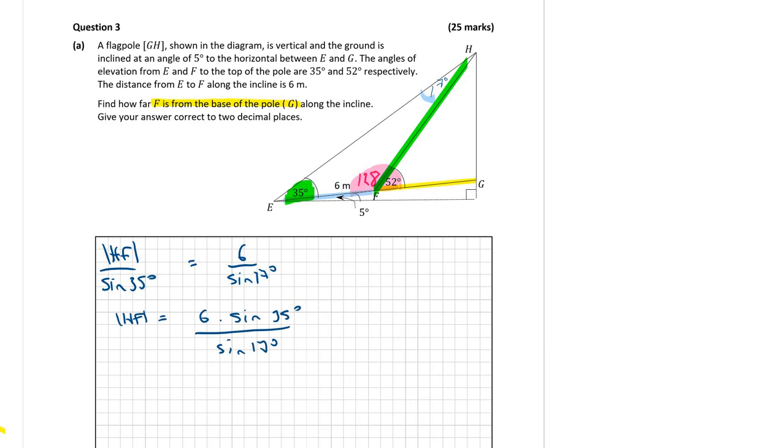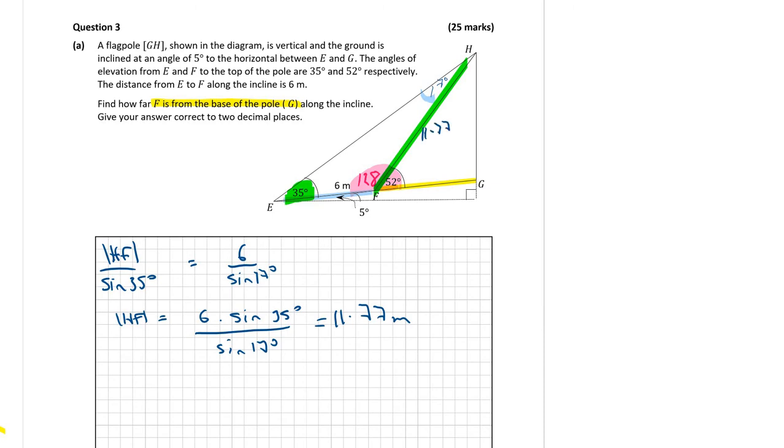So I'm just going to work that out, rearrange for HF, and plug that into the calculator. I'm asked to give our final answer to 2 decimal places. So that's equal to 11.77 meters. Okay, so that there is 11.77.